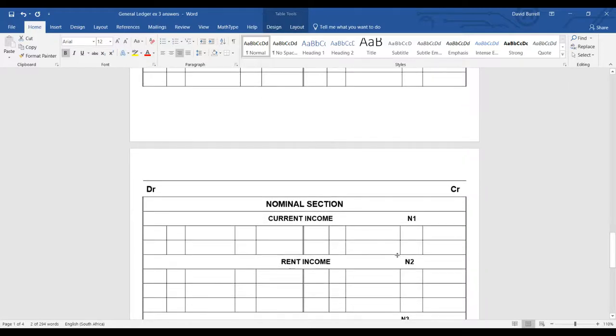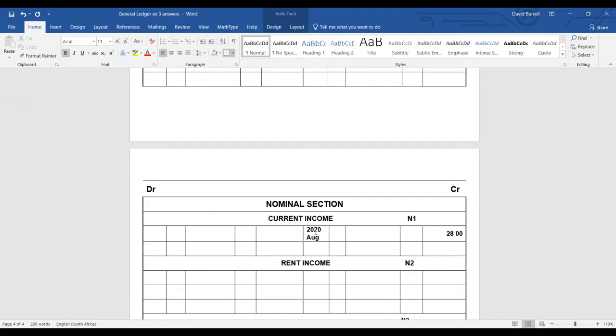So we're going to the credit side of the current income account, account N1. I'm just going to put the amount in before I forget it. I generally do it that way. And then let's just go and put all the other information in. 2020, it's August. It's the column total, so it'll be the 31st. And it definitely comes from the cash receipts journal, CRJ8, because it's August.